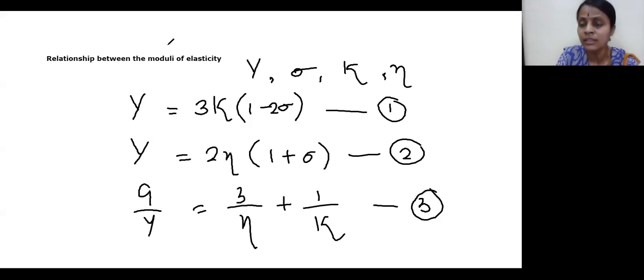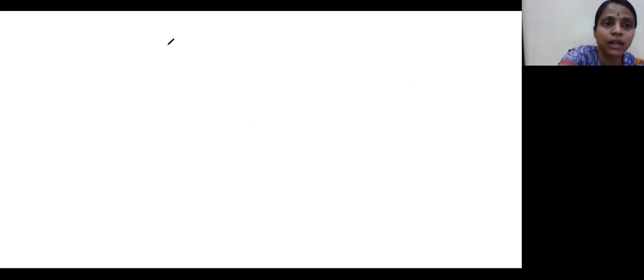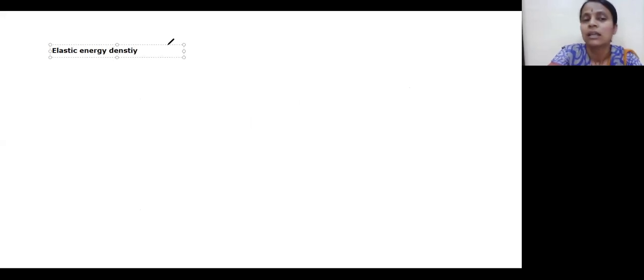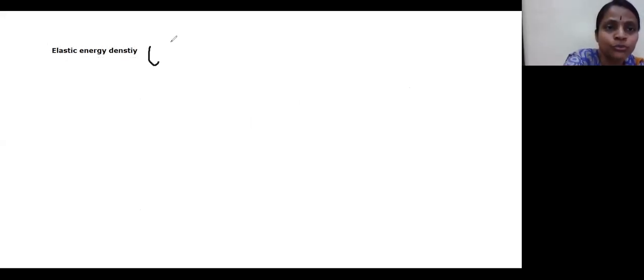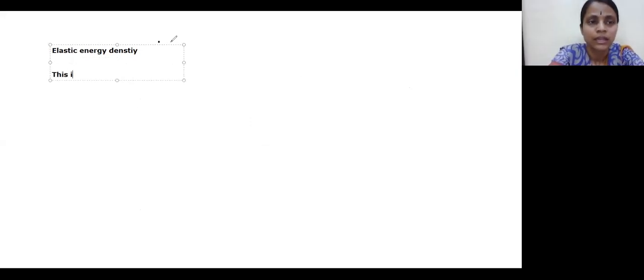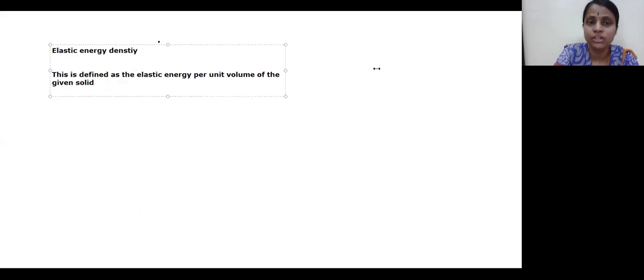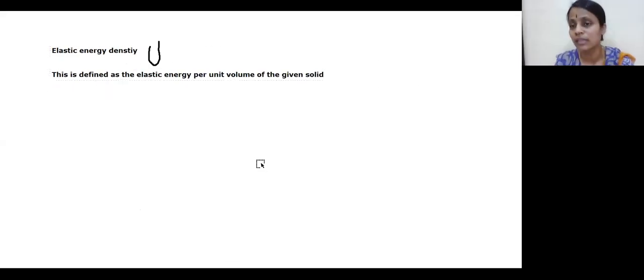Now, this is about the moduli of elasticity. Now I will move on to the next one that is called elastic energy density. Now we are going to denote it by the alphabet U. And what is this elastic energy density? Elastic energy density is defined as the elastic energy per unit volume of the given solid. So, the elastic energy per unit volume. Now what is this elastic energy?